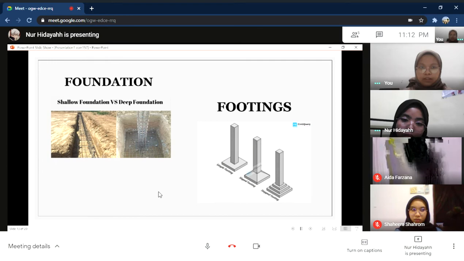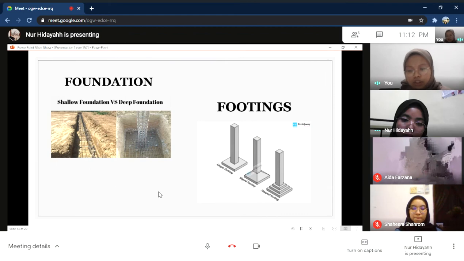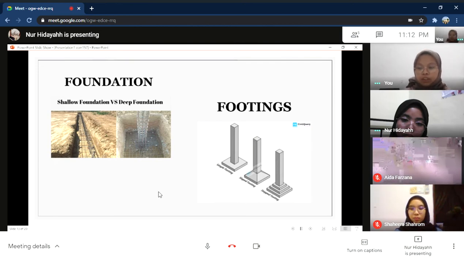outpatient treatment center. The deep foundation is usually used when the shallow foundation cannot provide adequate capacity for the building. Usually this is used in multi-level buildings such as the ward and ICU. And this is the footing.